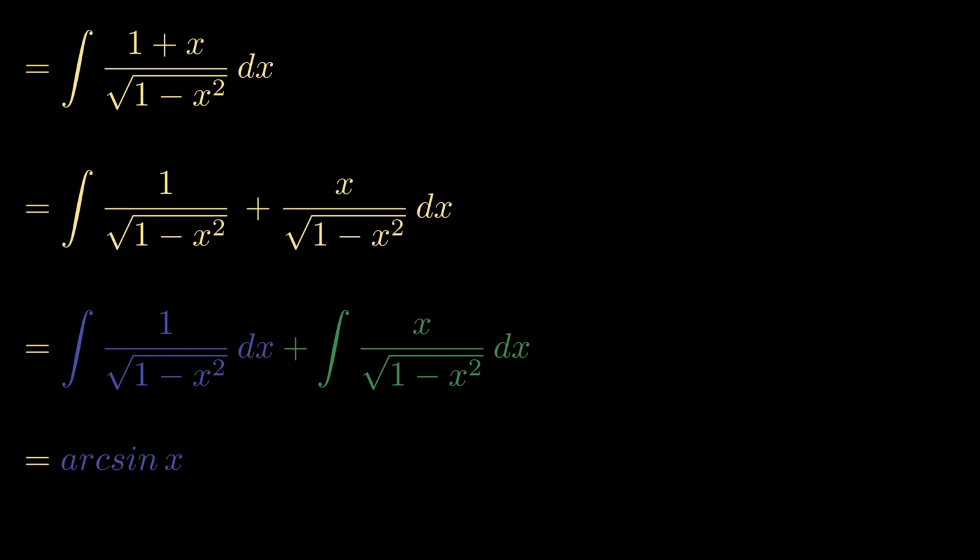So if we go back to the main integral, we can rewrite the integral of x over the square root of 1 minus x squared as negative square root of 1 minus x squared, and we can just add a single constant of integration c at the end of the expression. So the integral of square root of 1 plus x over 1 minus x is arcsine of x minus the square root of 1 minus x squared plus c.